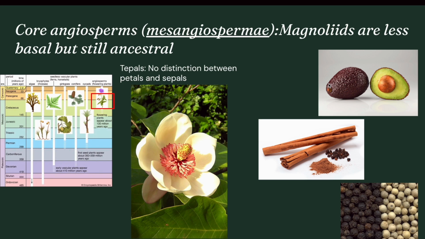Magnoliids are kind of recognizable, and they all have very distinct aromas. They're very aromatic, and they're used as spices a lot of the time. Cinnamon is a magnoliid, and black pepper, and also avocado, I guess. So you can eat magnoliids, which is pretty good.